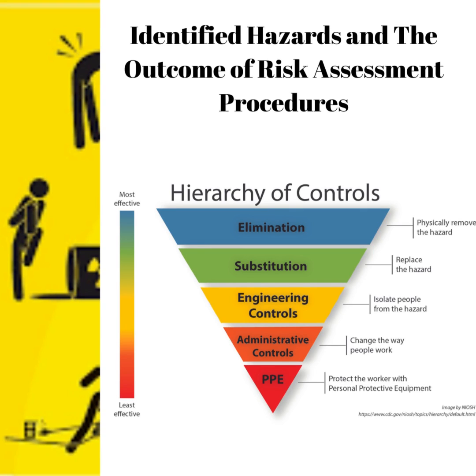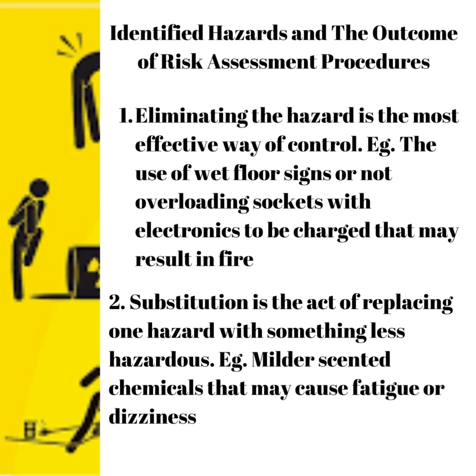There are five levels of the hierarchy: elimination, substitution, engineering control, administrative controls, and PPE. Elimination is the best and most effective way of controlling hazards. For example, using a wet floor sign, to prevent falls. Also, not overloading sockets with devices while charging, to prevent a fire.